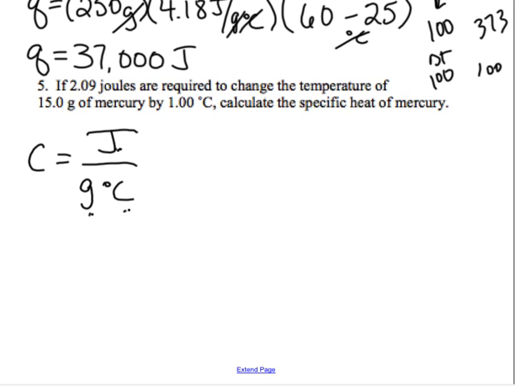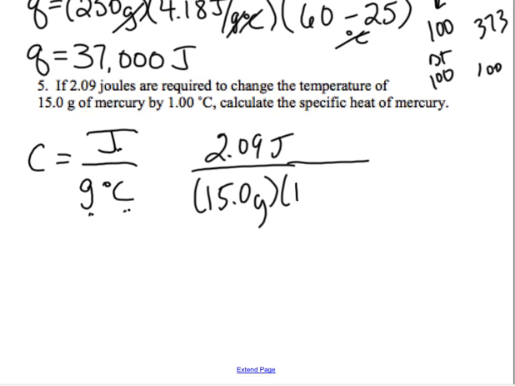So all you have to do is plug your stuff in to find specific heat: your joules divided by your grams divided by your degrees Celsius. You don't have to use Q equals mCΔT. You can, it's exactly mathematically the same thing, but in a case like this I like to just go 2.09 joules divided by 15.0 grams divided by 1 degree Celsius. And then to 3 sig figs, what is my specific heat? 0.139 joules per gram degree Celsius. So whatever, you could use mCΔT too. I'm just trying to show you a different way to do it.